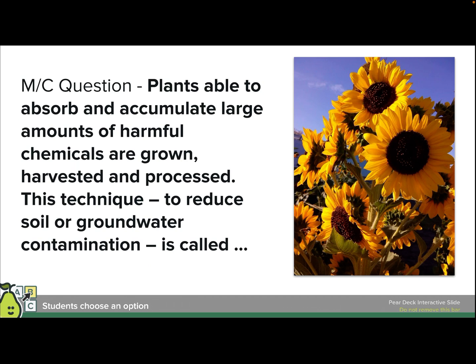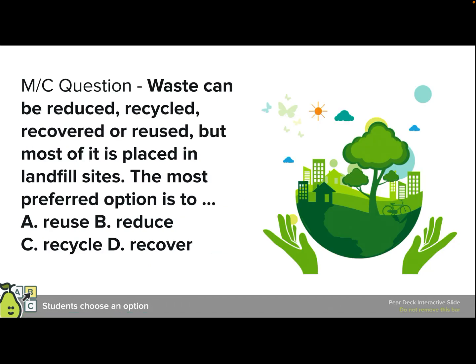Multiple choice question. Plants able to absorb and accumulate large amounts of harmful chemicals are grown, harvested, and processed. This technique to reduce soil or groundwater contamination is called, well, we just found that out. It's called phytoremediation. And it was a multiple choice question, so it had some options.